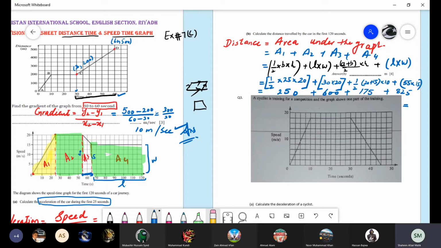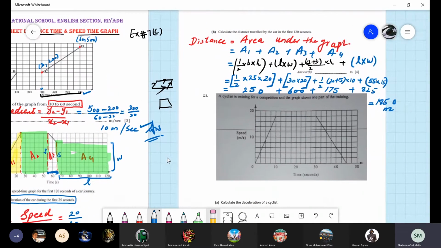Yes, boys, what's the answer? It's 1850. It is 1850 meters. This is the distance answer. So the second question is done too. You have to find out only the calculate.